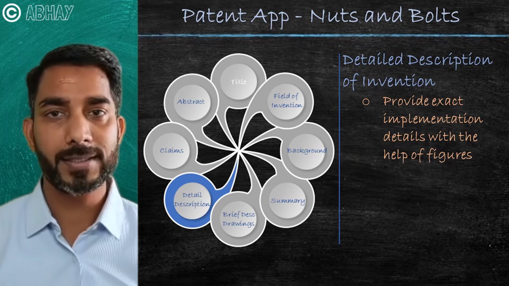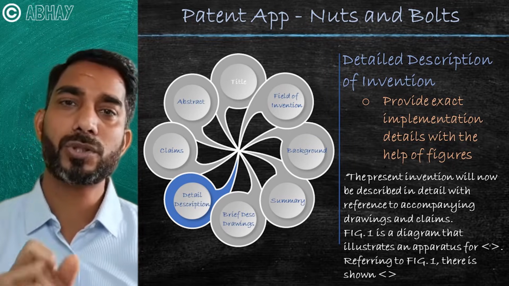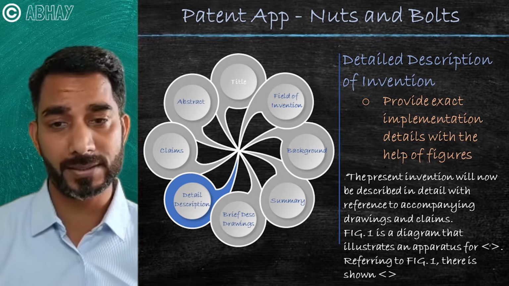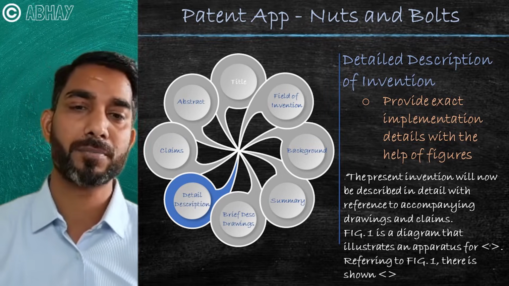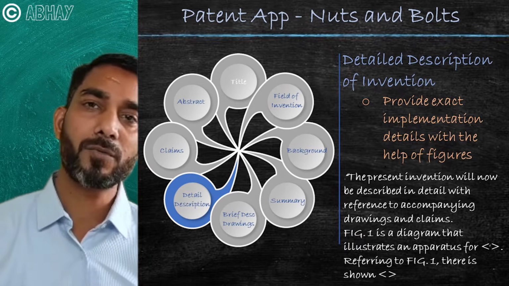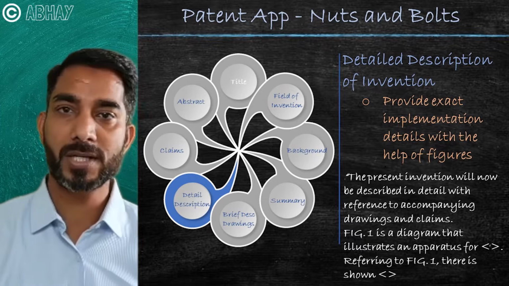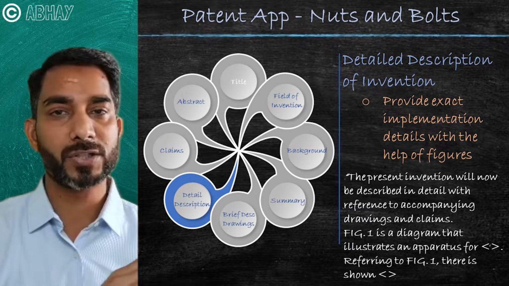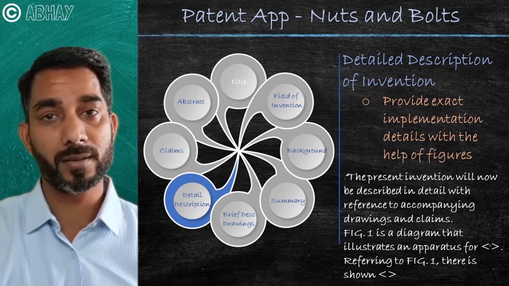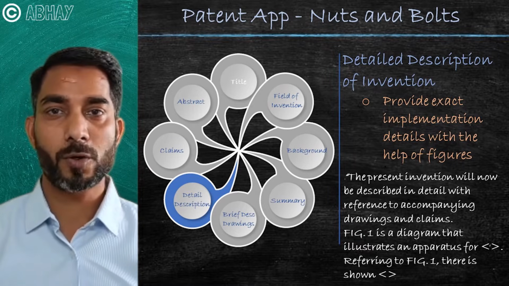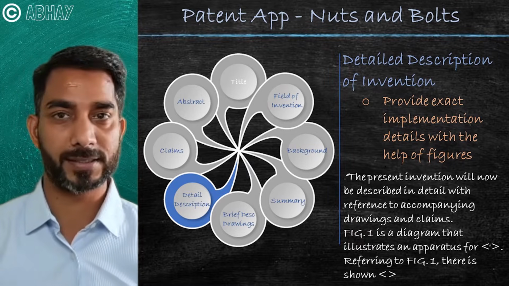So to start this section, we usually use this template point. The present invention will now be described in detail with reference to accompanying drawings and claims. And then we again use the placeholder for figure 1 to describe what figure 1 is, and then go ahead with the entire description that is provided for figure 1 in the disclosure question that is there with you. So with this copy pasting, you will be done with the detailed description.